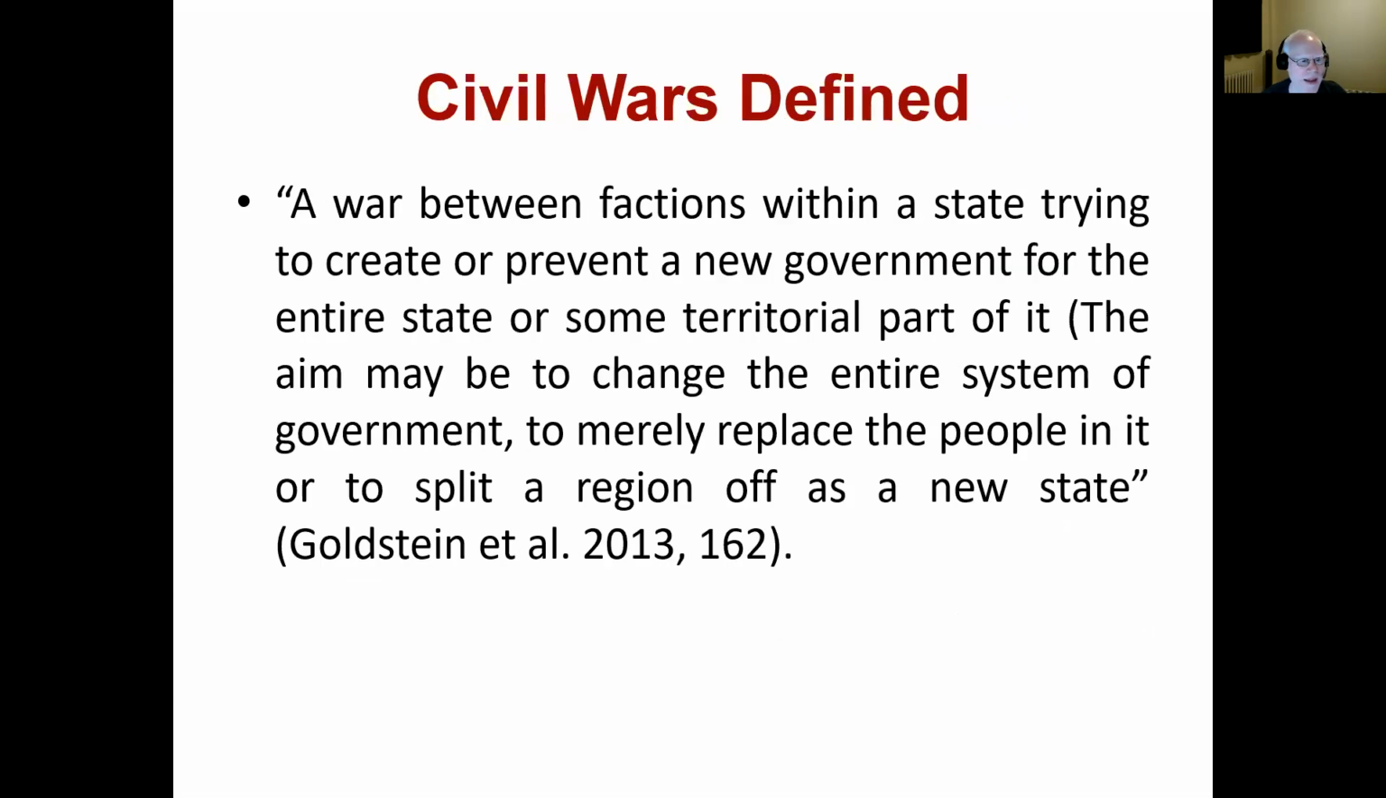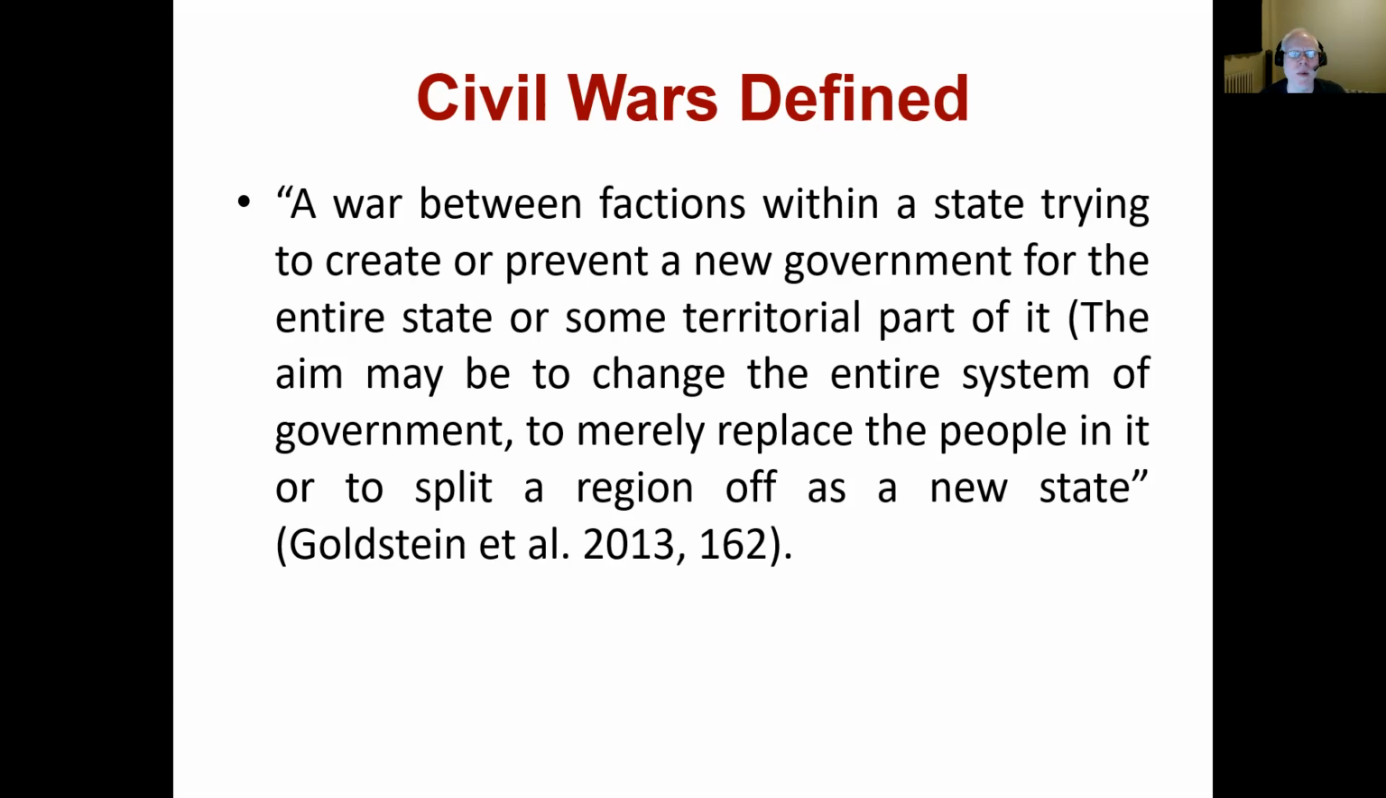So how do we define a civil war, more specifically, more deeply? We could define it as a war between factions within a state trying to create or prevent a new government for the entire state or some territorial part of it. The aim may be to change the entire system of government, to merely replace the people in it, or to split a region off as a new state, right?